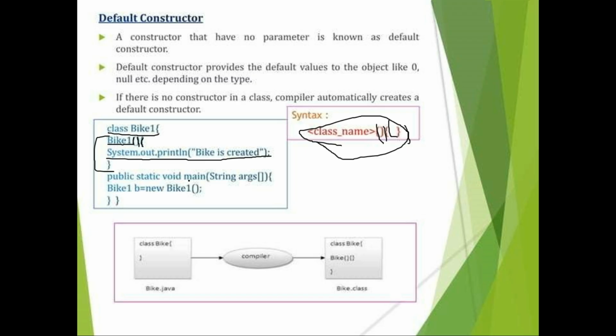Then we create a main function. In that main function, we create the object for the Bike1 class: Bike1 b equal to new Bike1. When that object is created, the object directly calls the default constructor. It displays the message that the bike is created. That is the output of this program.